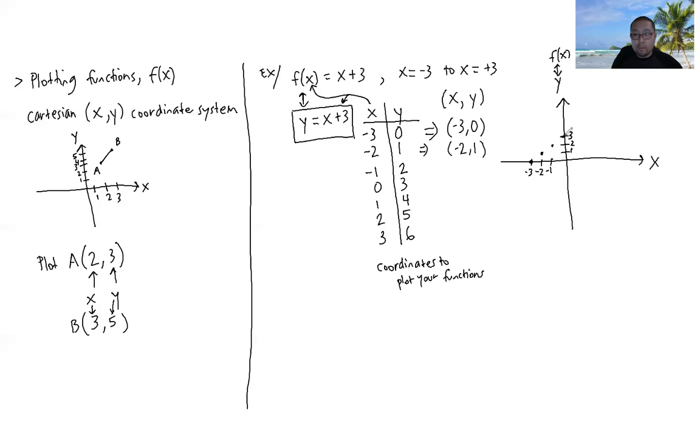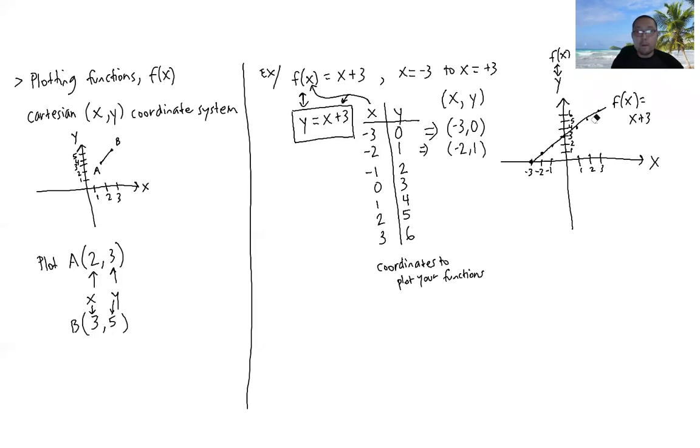So here. (1, 4). So 1, 1, 2, 3, 4. It's going to be up here. (2, 5). And then (3, 6). So 1, 2, 3, 6. All right. So now, just like you did before, if you connect all these dots, this is going to be your curve for your function x plus 3.